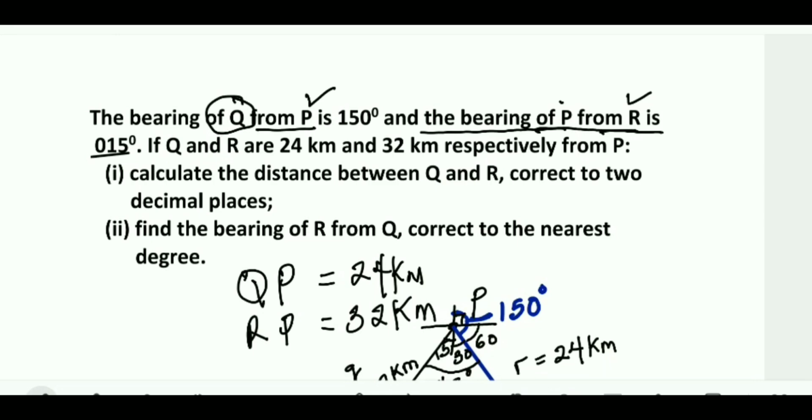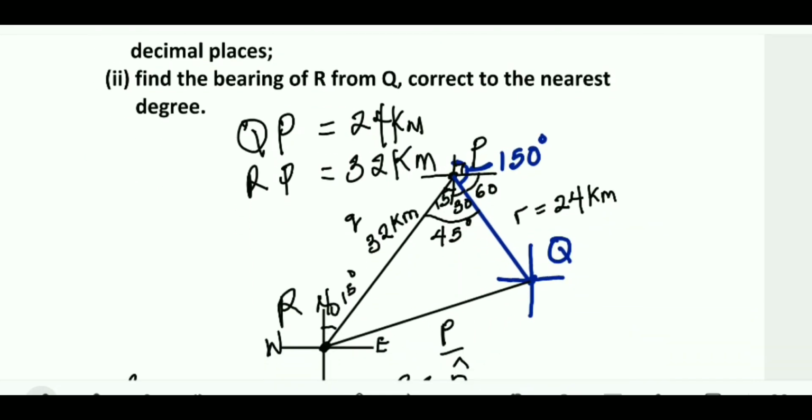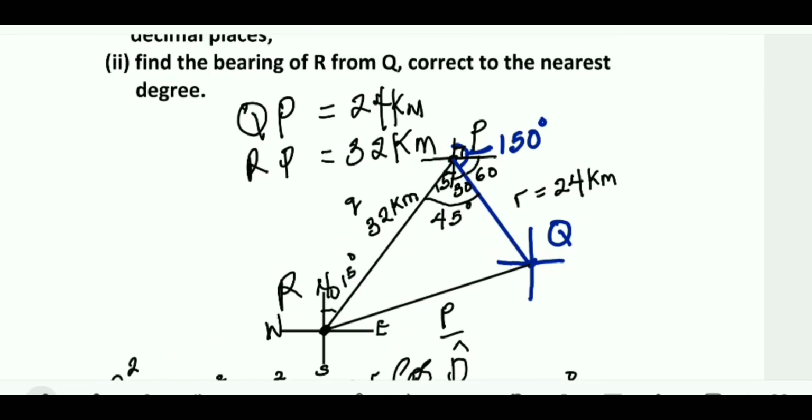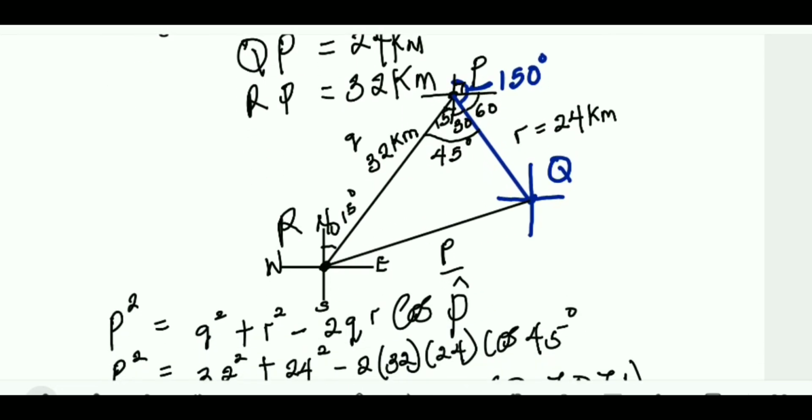Find the bearing of R from Q. So how do you do that? So let's go back. The bearing of R from Q. That means we're starting from Q. The bearing of R, this is where R is, from Q.